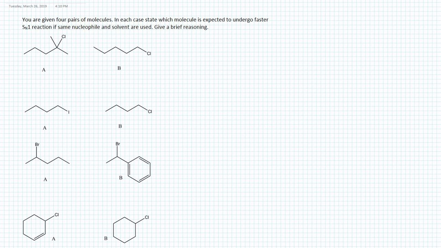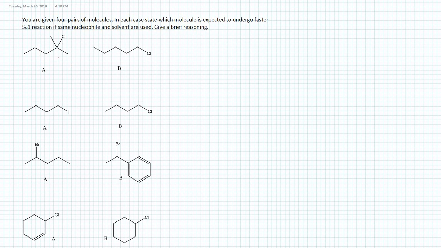Hi, in this tutorial we are going to solve a question related to SN1 reactions. The question asks, you are given 4 pairs of molecules. In each case, state which molecule is expected to undergo faster SN1 reaction if same nucleophile and solvent are used. Give a brief reasoning. Let's start from the first pair.